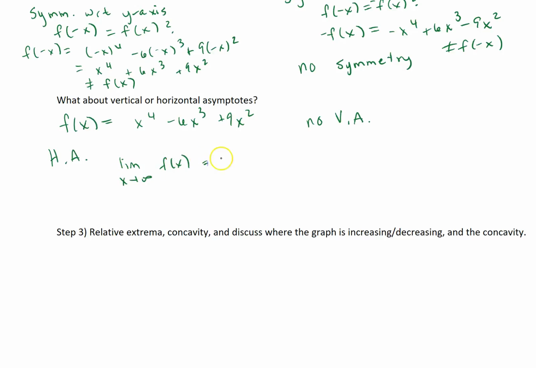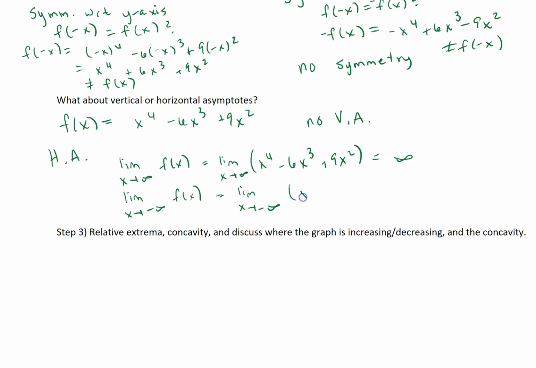x, which is going to be the limit as x approaches infinity of that polynomial, which is going to be positive infinity, and the limit as x approaches negative infinity of f of x would be the limit as x approaches negative infinity of that polynomial, which, because we've got our leading term as a fourth, again, that's going to be positive infinity. That a fourth term kind of takes over. So there's actually no horizontal asymptotes here either.